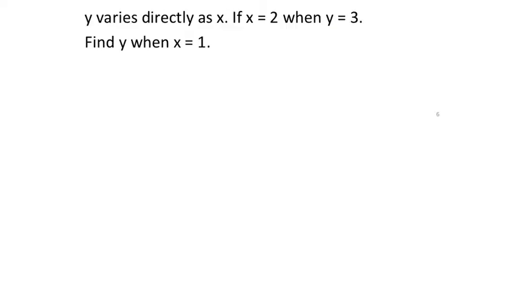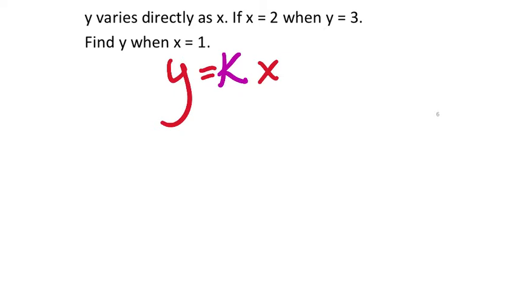This one is actually telling us y varies directly as x. Well, if x is 2 and y is 3, find y when x equals 1. So y equals kx on this one. I'll try to use some good colors on this one. Y equals, again, I'll say k is purple. It's just the color I have right here. So y equals kx, and y varies directly as x.